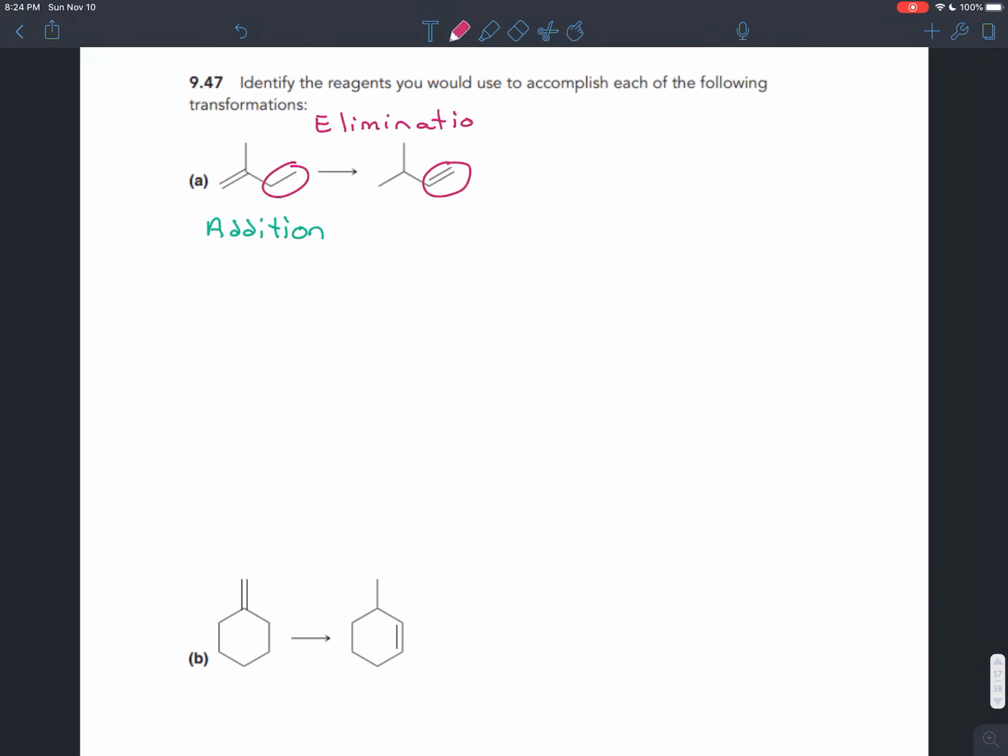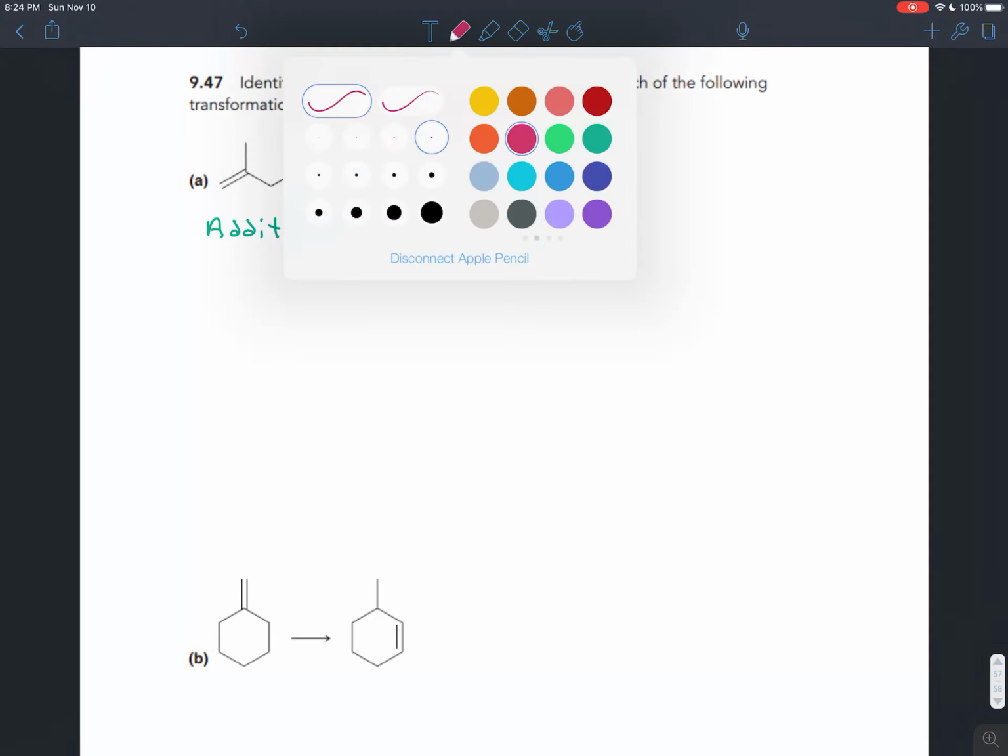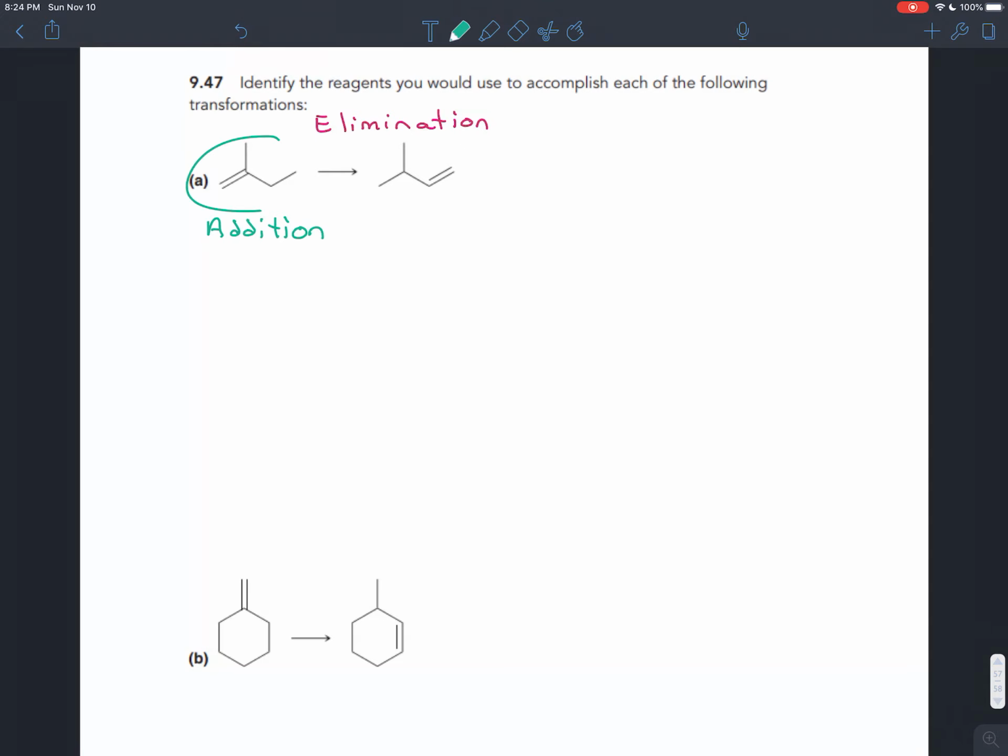So at the very least, whatever else we have to do here, we know that we have to do at least one addition and at least one elimination. The one that we do first is the addition, because we have the pi bond to start with, and that's what you need to do an addition. To do an elimination, you have to have a leaving group, and we don't have that in our starting material. So we're going to do an addition.